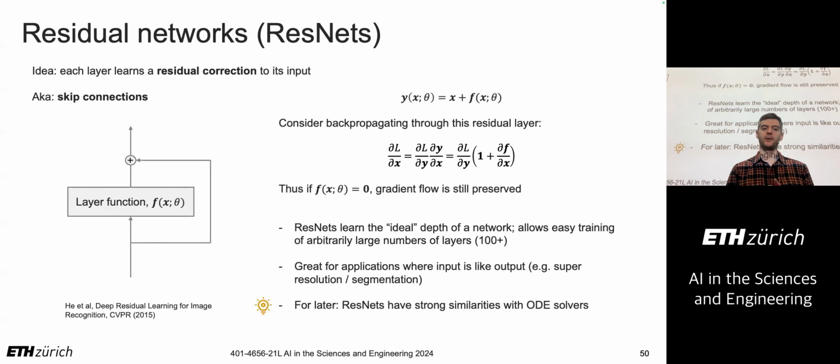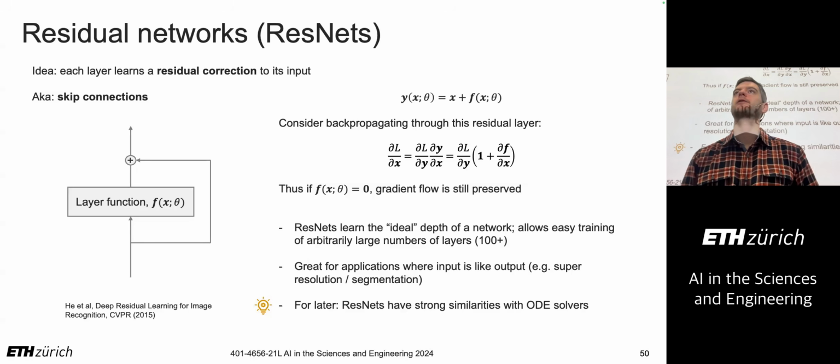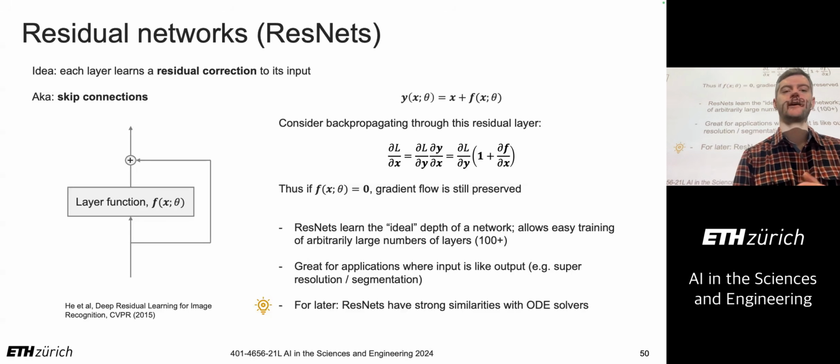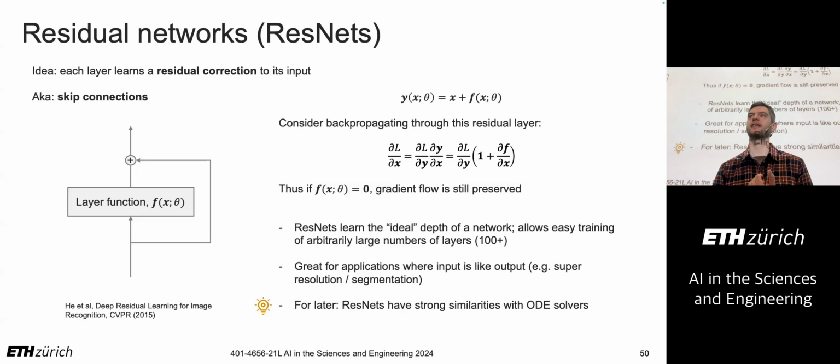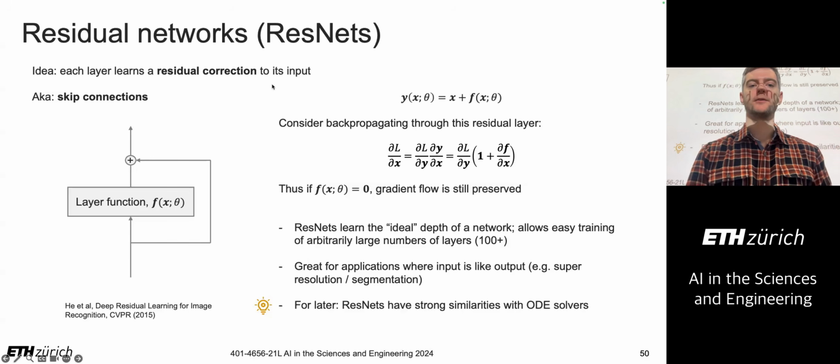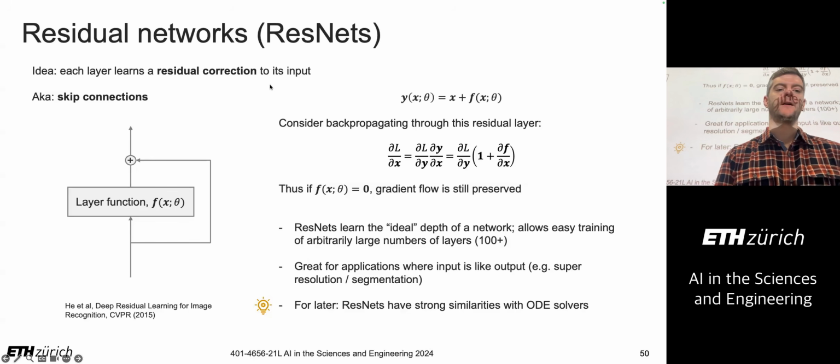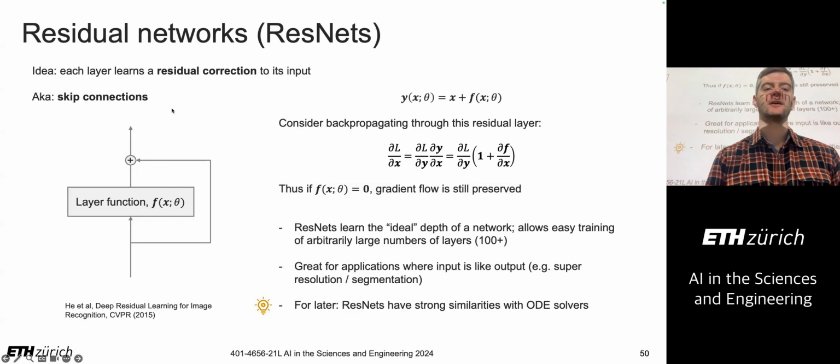Okay, so another way to make sure, especially when we're talking about gradient stability, that the gradients don't vanish as we're backpropagating through the network, is to use residual connections in the network. And this is the idea of ResNets. So what is a residual connection? It's also known as skip connections. It's a very simple idea.